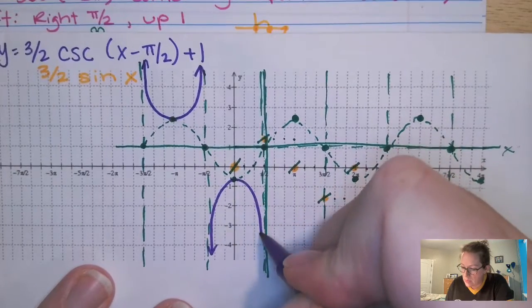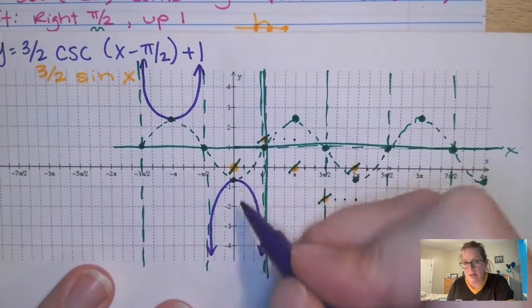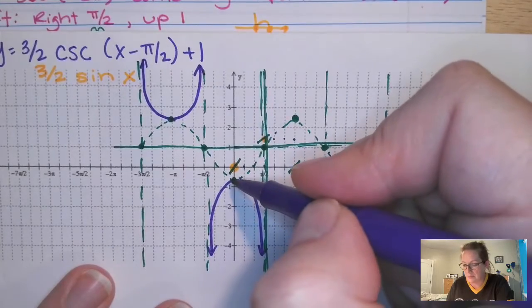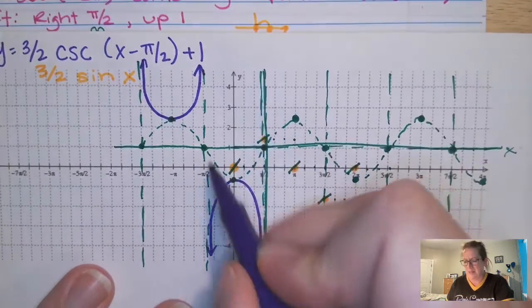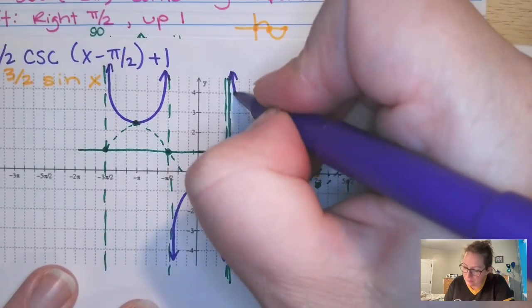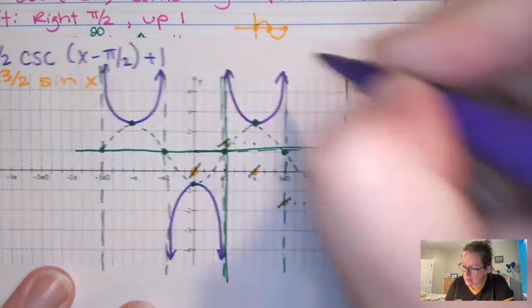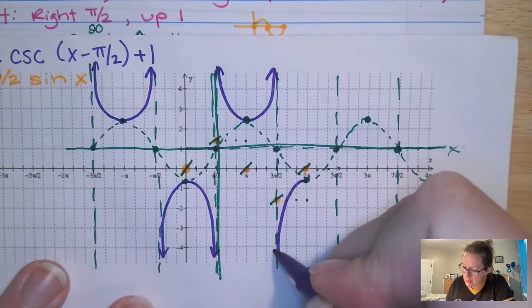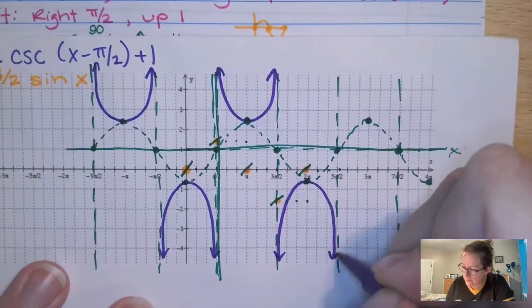Dun, dun, dun. These lines are never going to cross any of the dashed lines, so that will help us. If we drew it this way, it's on the dashed line. That doesn't make sense. So this is what a cosecant graph looks like.